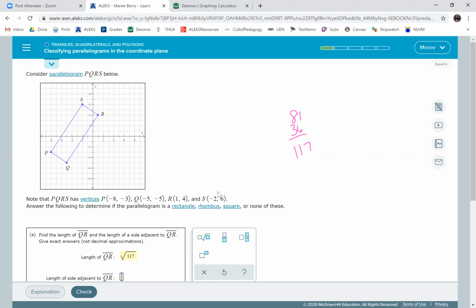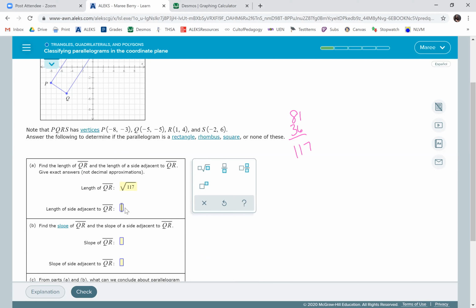Then we need the side next to it. So we want one of these little sides. Oh, so it's not going to be the same for sure. But let's see, there are 1, 2. So this side of the triangle is 2, and this side is 3. So we square the 2, and we square the 3, and then we add them together and take the square root. So 2 squared is 4, 3 squared is 9, 9 plus 4 is 13, and the square root of 13.